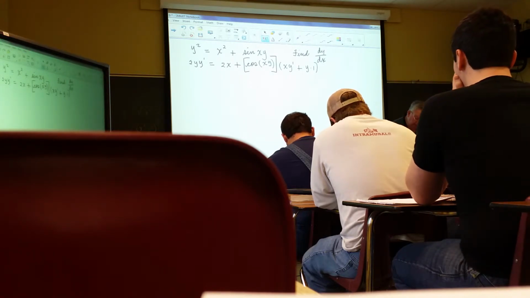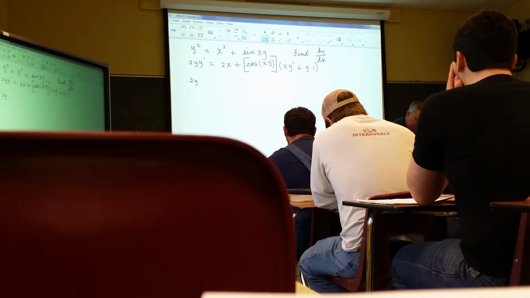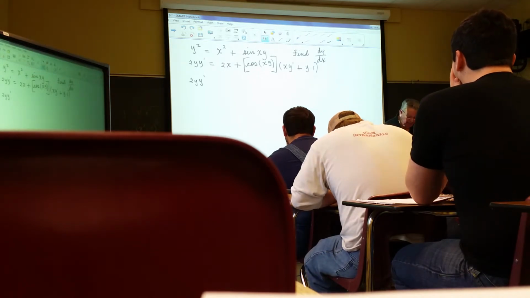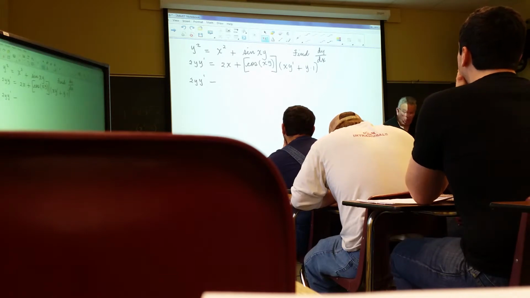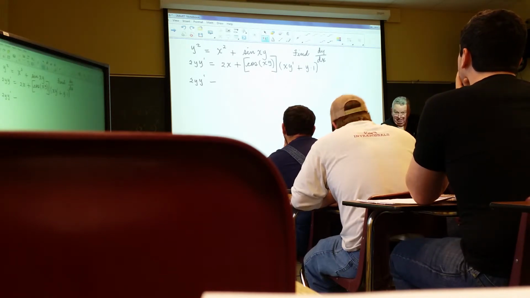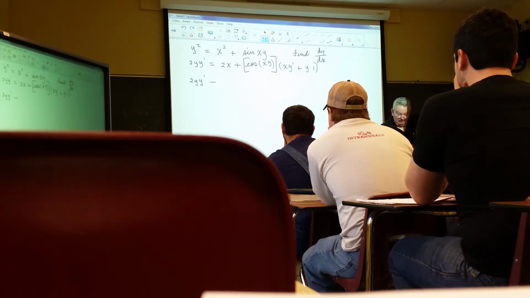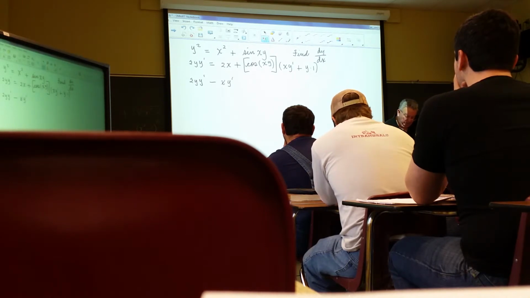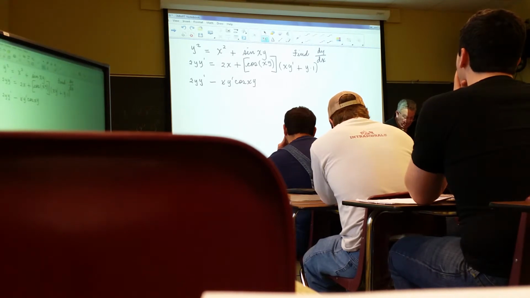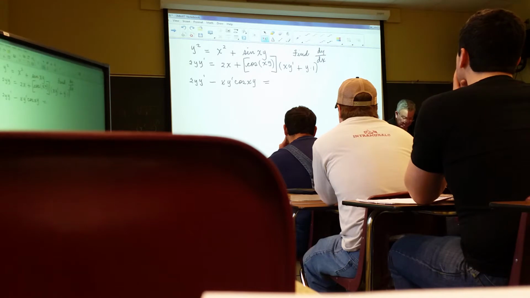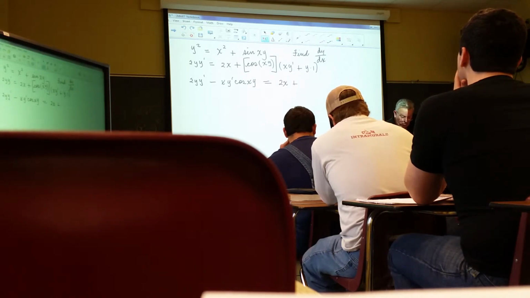So I think that I've got 2y prime. And then I'm going to have minus y because of that plus sign in front of the bracket, right? And then I'm going to have x y prime cosine x y is equal to, and now I have 2x plus y cosine x y.